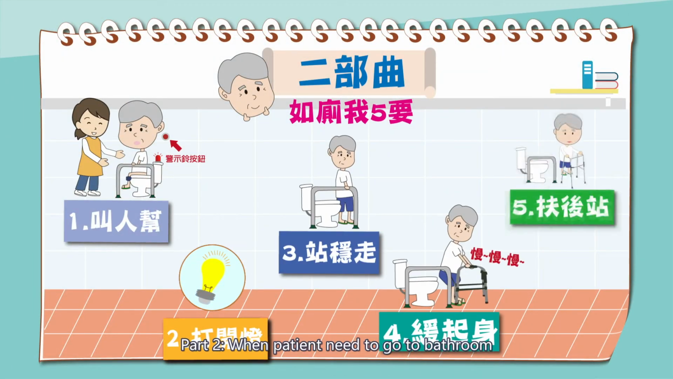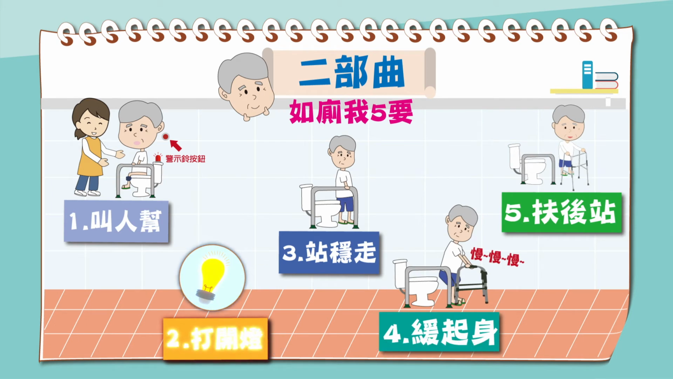Part 2. When the patient needs to go to the bathroom. 1. Ask someone to help to go to the bathroom. Do not go to the bathroom alone. 2. Turn the lights on. 3. Use an appropriate aid such as a bed rail and walking aid to stand up. 4. Move slowly, do not rush. 5. Use an appropriate walking aid to move.